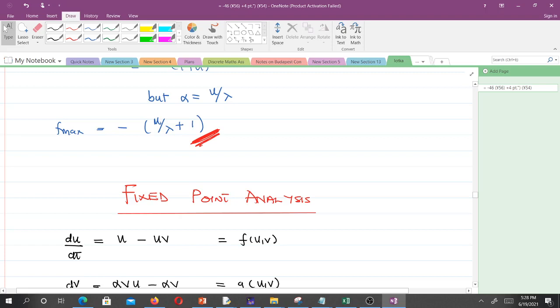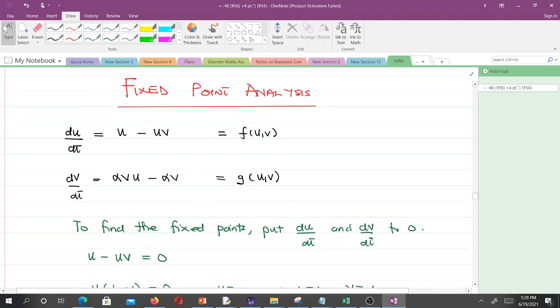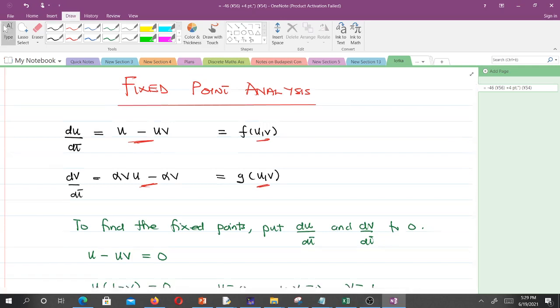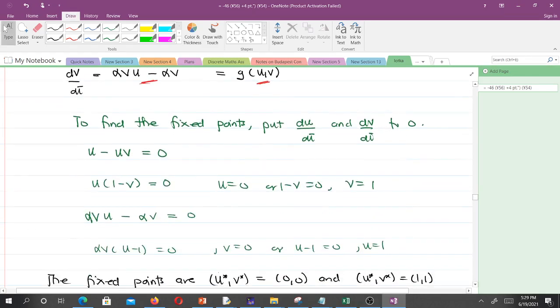So we can also do fixed point analysis. With the fixed point analysis, if you could recall, these were our non-dimensionalized equations. We are going to let whatever we have here be equal to f of uv, and whatever we have here be equal to g of uv, right? To find a fixed point, we have to put the u dot of tau and the v dot of tau to 0. When we do that, we get u minus uv equals 0, u times 1 minus v equals 0, which implies u is 0, or 1 minus v is 0, which implies v is equal to 0.